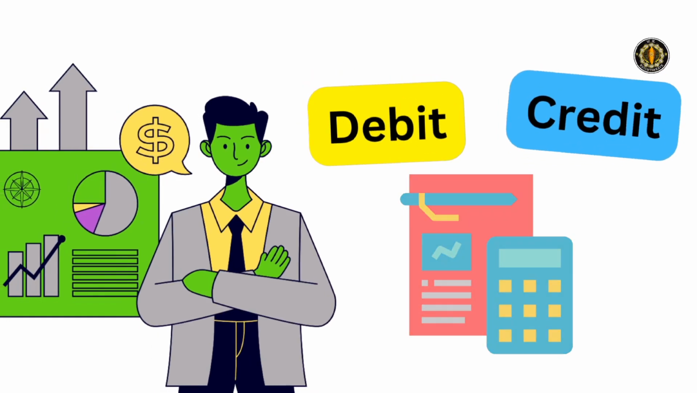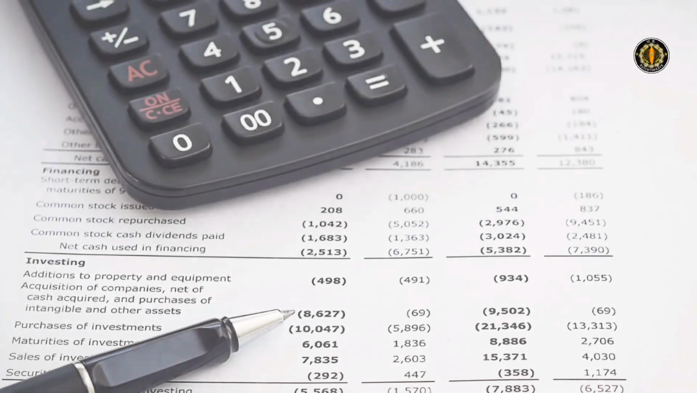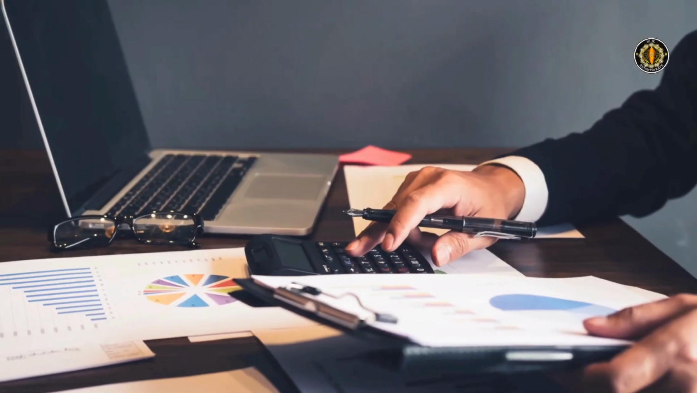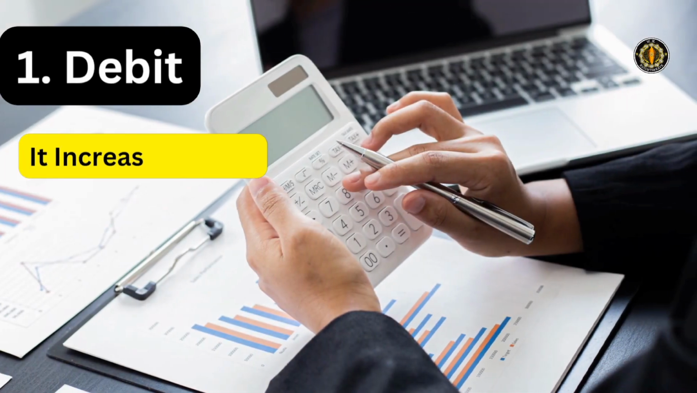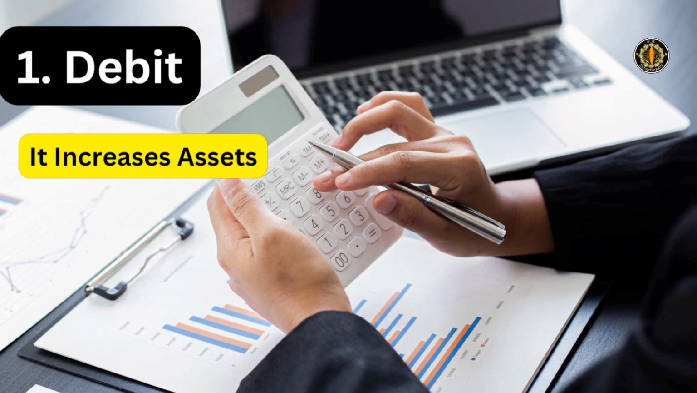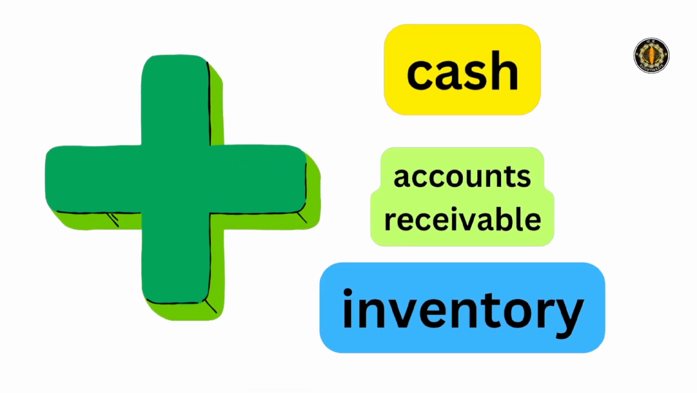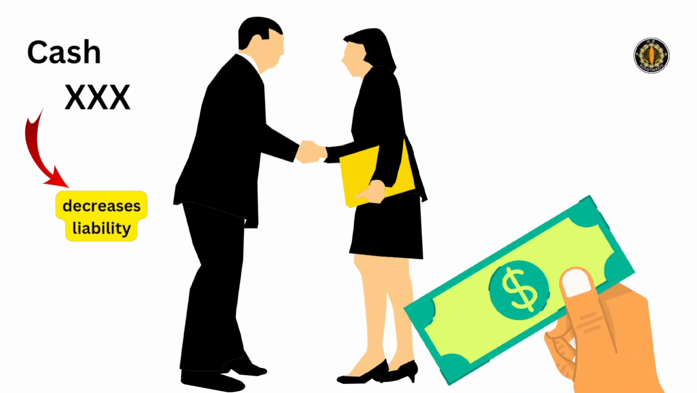In accounting, debit and credit are fundamental concepts used to record financial transactions in a systematic manner, following the double-entry accounting system. Here's a detailed explanation of their differences with examples. 1. Debit. It increases assets. Debit entries are used to increase assets such as cash, accounts receivable, or inventory. For instance, when a business receives cash from a customer, it debits the cash account.